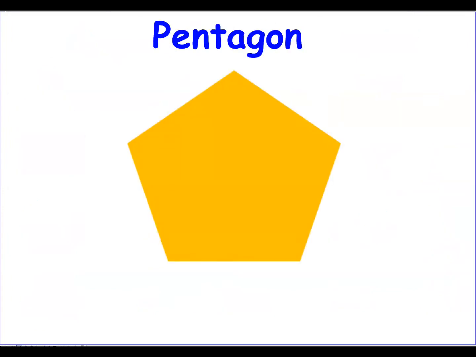Our next shape is a pentagon, and a pentagon has 5 sides, and if it's a regular pentagon, they will all be the same length. The angles inside the pentagon, if it's regular, will all be the same, and they will all add up to 540 degrees.